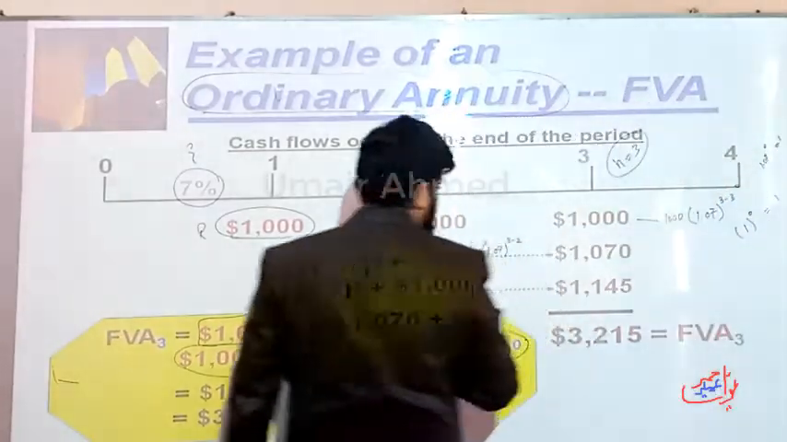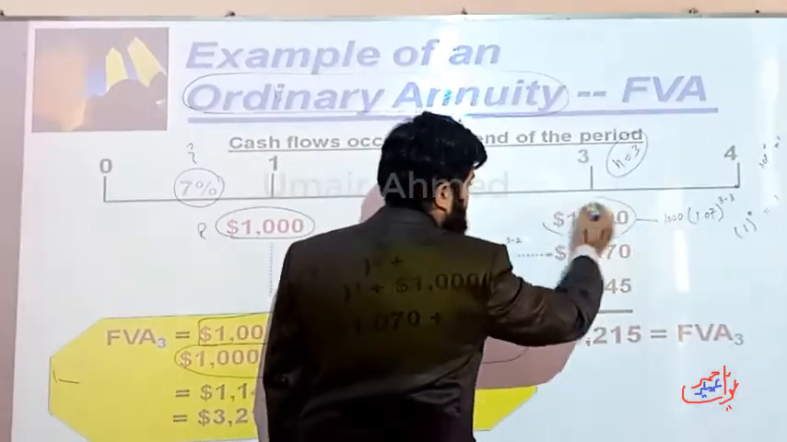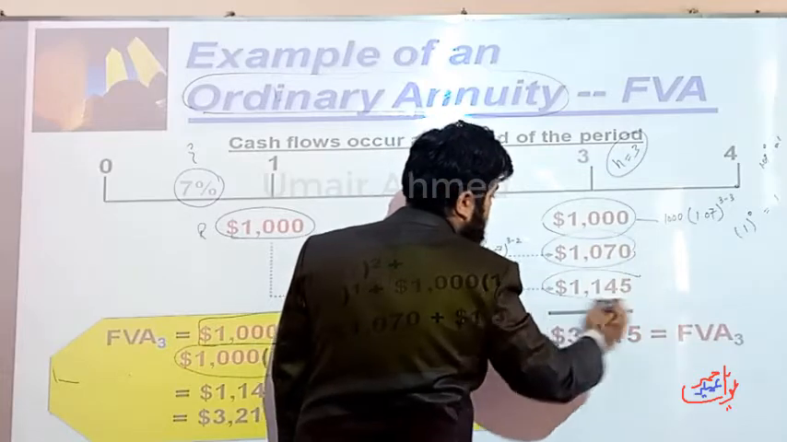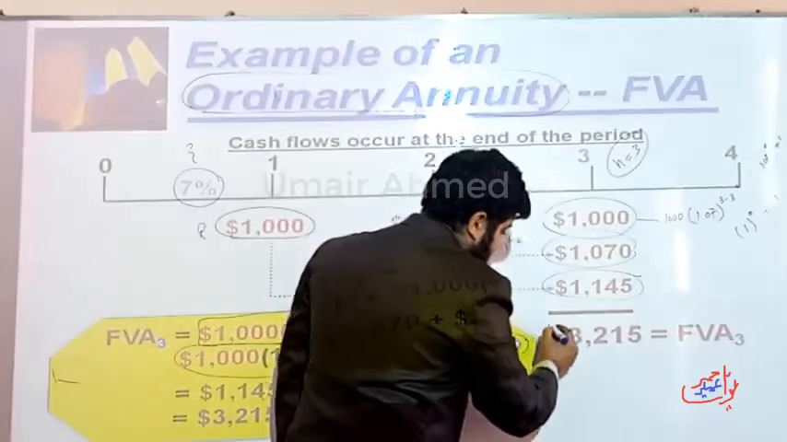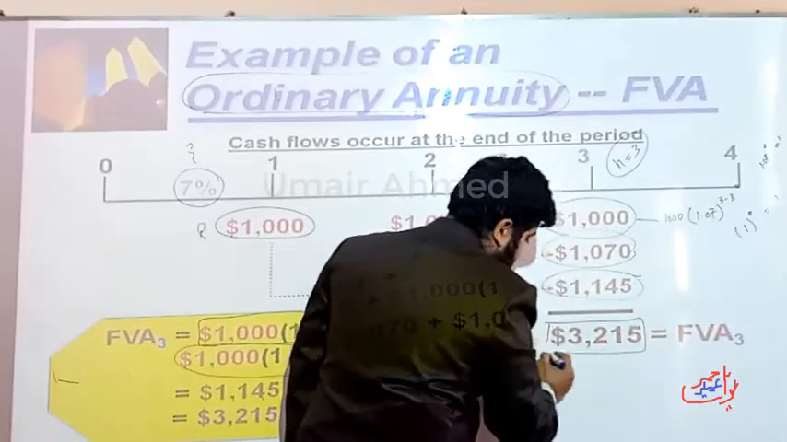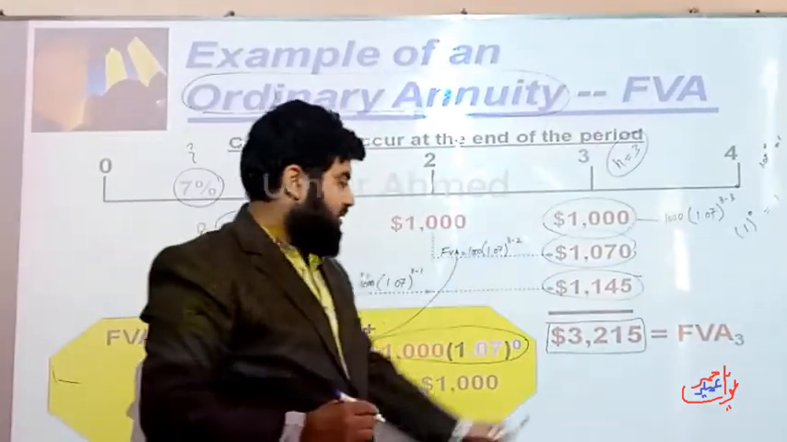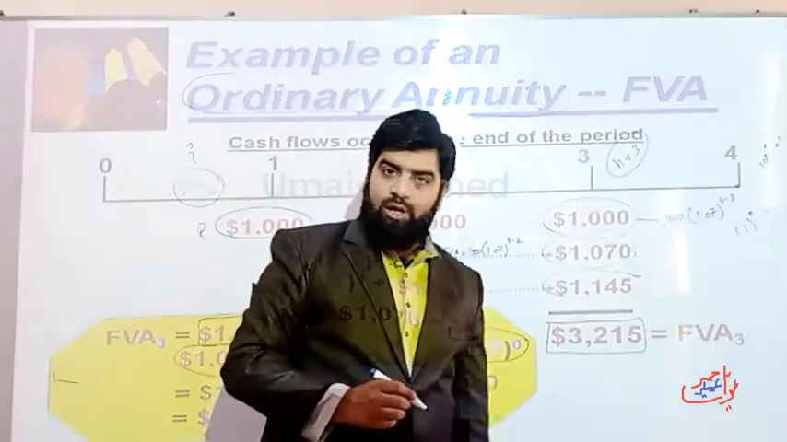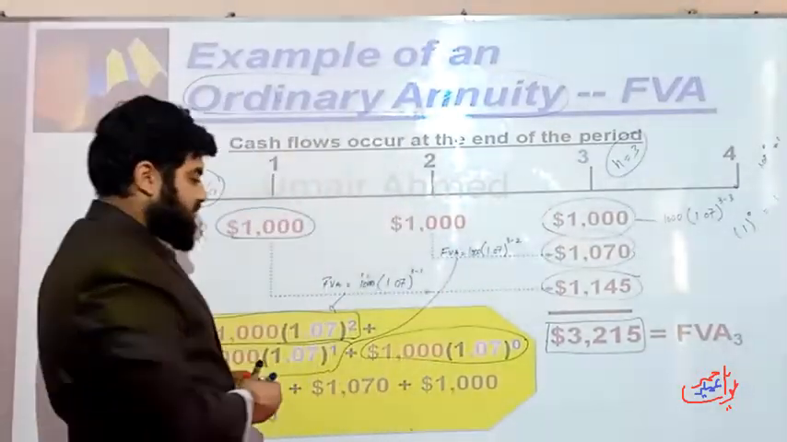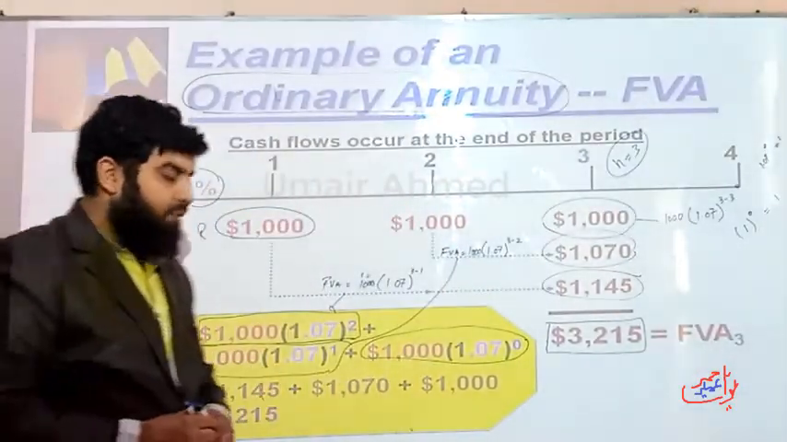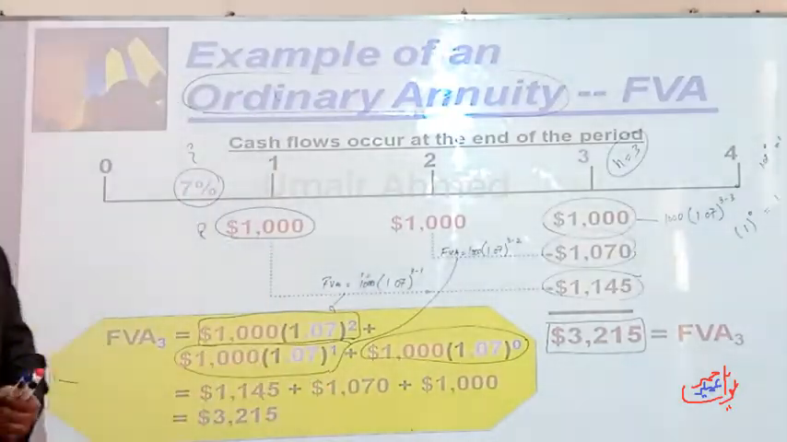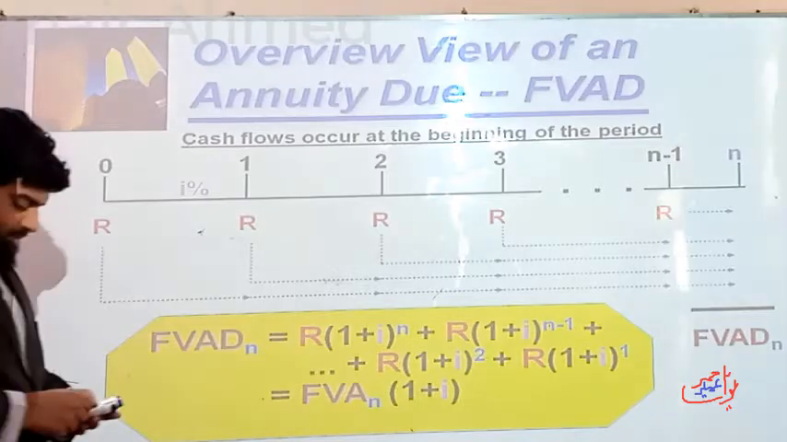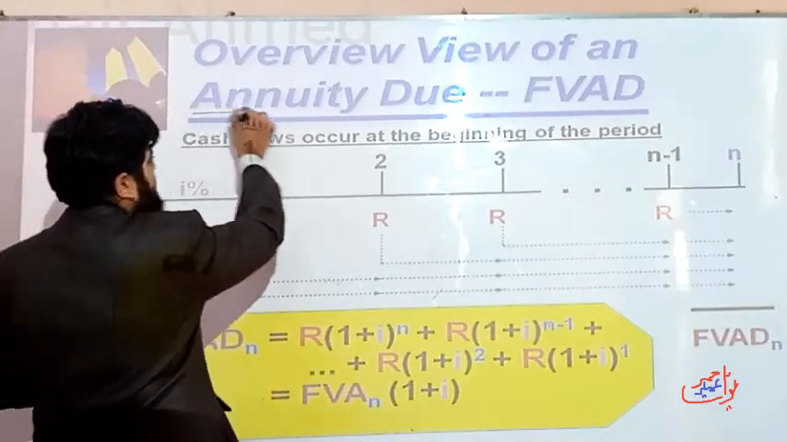So at the end, when we calculate the future value annuity of each year, we have to total it. At the end, we will find that the future value annuity is 3215. So this is the way you have to calculate the future value annuity. Now the second topic we have is annuity due.